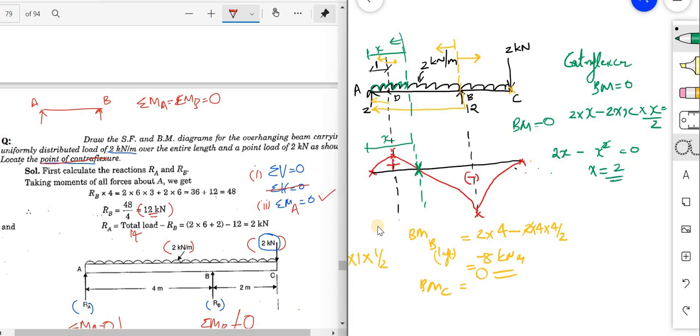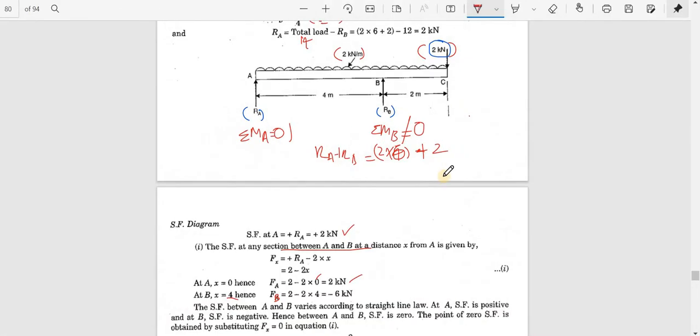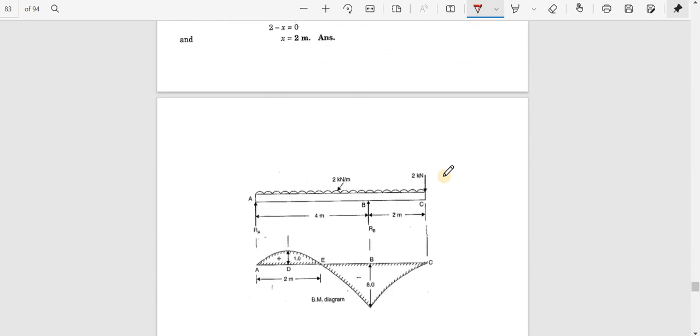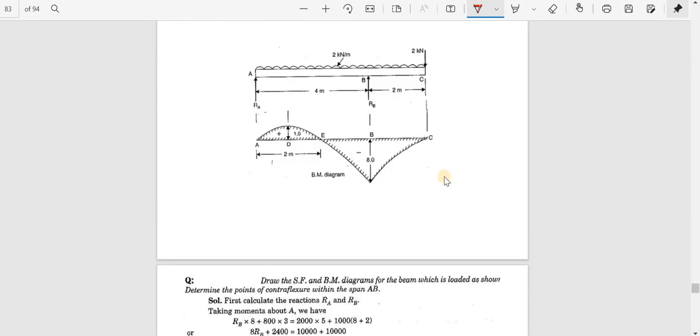So at x is equal to 2, that is at a distance of 2 meters from A, the bending moment is 0. So that is my point of contraflexion, a point where the bending moment is equal to 0. This is the important thing you have to study in your bending moment diagram of an overhanging beam. The only thing you have to understand is that here, that is the point of contraflexion. It is the only thing that is having a difference.